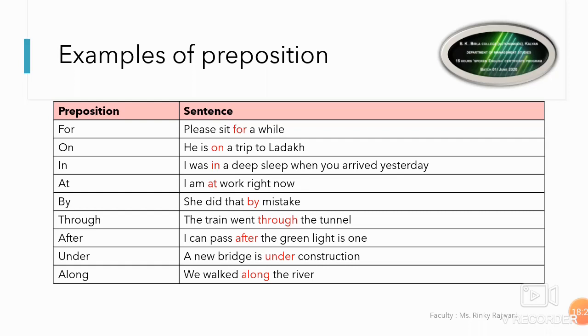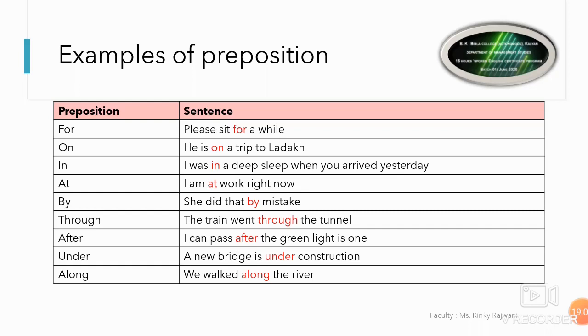Through. The train went through the tunnel. So through is placed before the tunnel. After. I can pass after the green light is on. So after is placed before the green light. Under. A new bridge is under construction. So under is smartly placed before the word construction. Along. We walked along the river. So along is placed before the river.